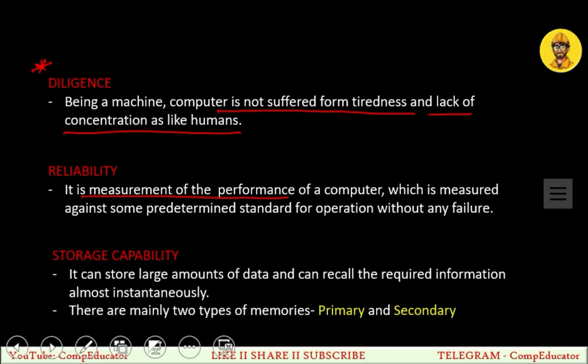Then next, we discuss storage capability. Storage capability is how our system can retain or recall information as we need it. The types of memory are primary and secondary.